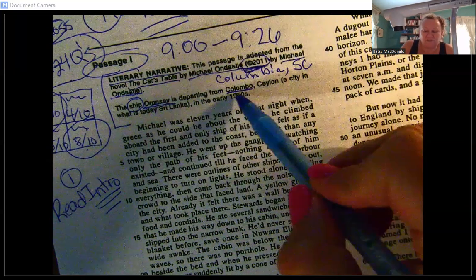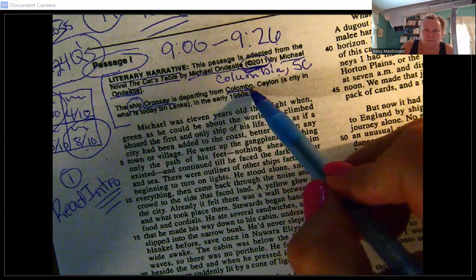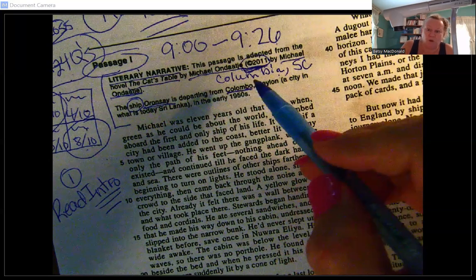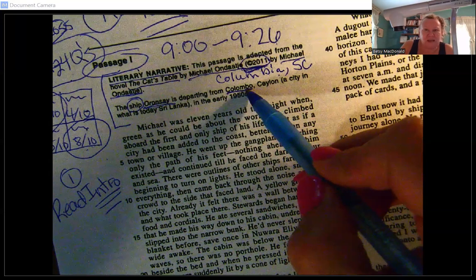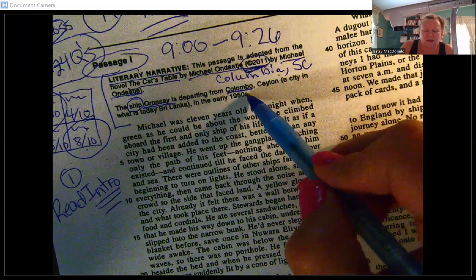Obviously, a different name. It's Columbia, right? We all know Columbia, Colombo. Maybe, maybe not. But anyway, I'm paying attention to. You see how I'm making that connection there, okay?